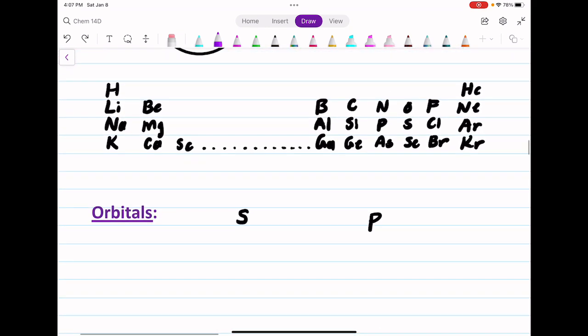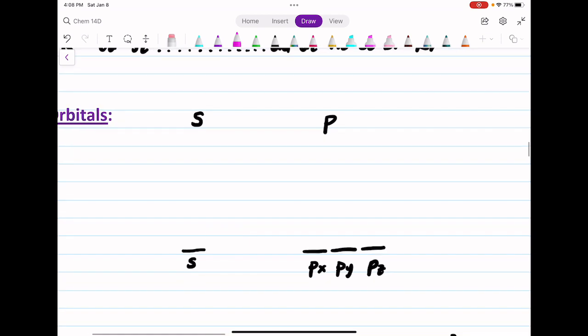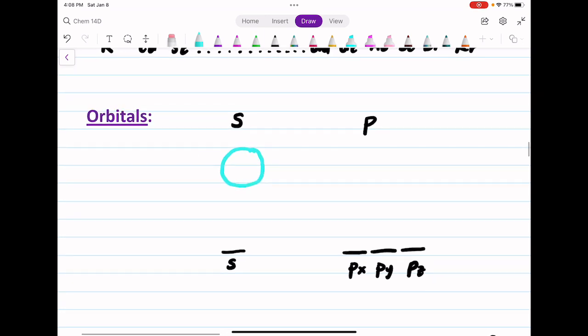So we have an S orbital. Over here is our S block of the periodic table. Over here is the P block. The shape of an s orbital is spherical in nature. The reason the s orbital is spherical is because, and I know I'm depicting this in 2D, but you have to imagine it as being a spherical shape.